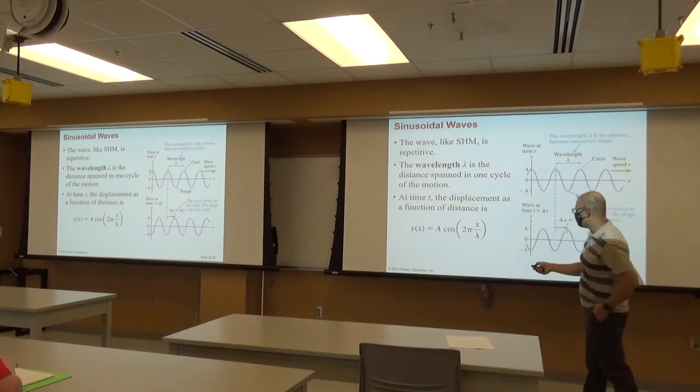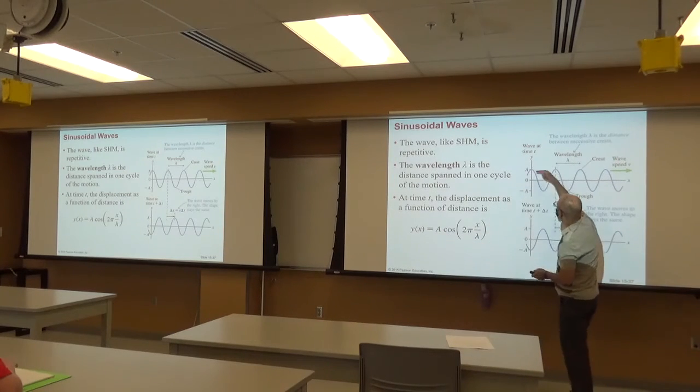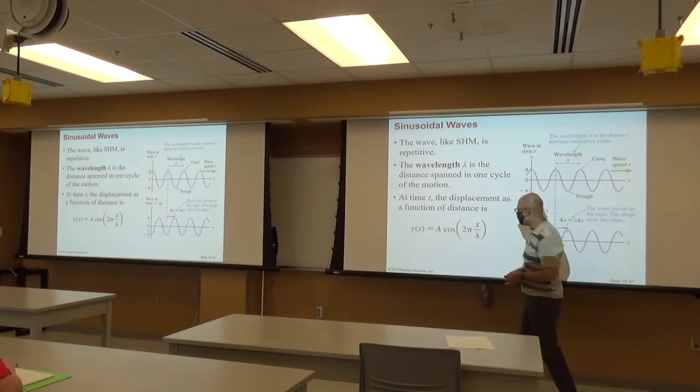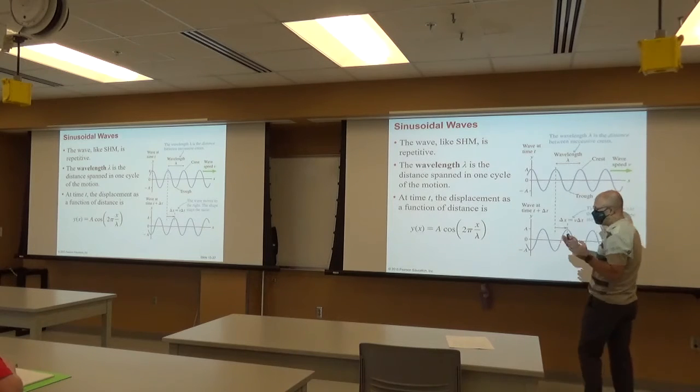Okay? So in this formula, A is amplitude, the maximum displacement. So A is that, or that, or that. All these are maximum displacement or maximum amplitude. So that's A, amplitude. And lambda is the length of the whole wave.